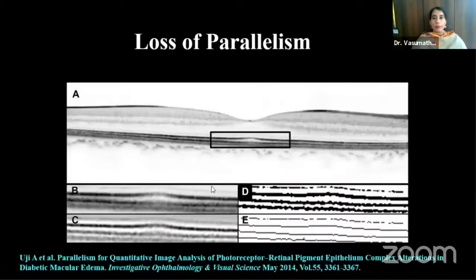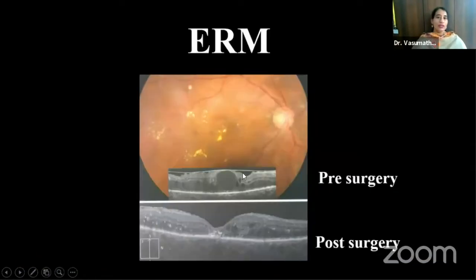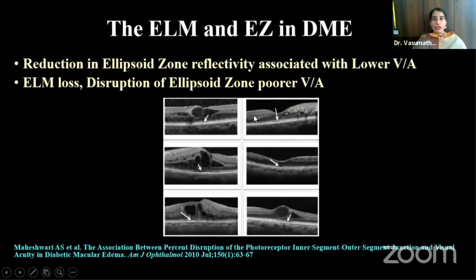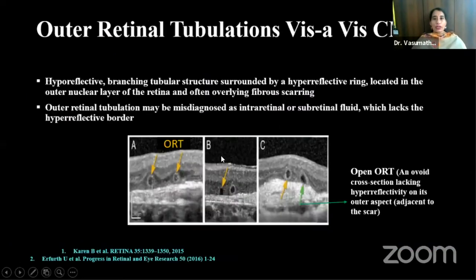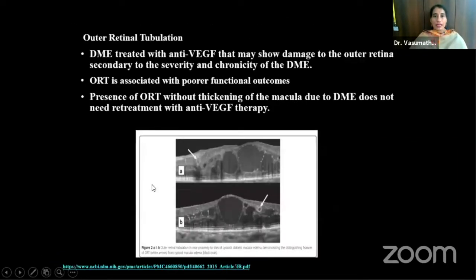So also loss of parallelism by a specialized software of the outer retina, as well as we also look at the presence of epiretinal membrane in which the whole treatment of the macular edema changes. This is before surgery and this is after surgery with a well-restored foveal contour. And also as I told you, we look at the external limiting membrane and ellipsoid zone in DME. And we'll also look for outer retinal tubulations. In contrast to cystoid spaces, the border of outer retinal tubulations, which suggest chronicity and a poor prognosis, are hyperreflective. So we look at that also.